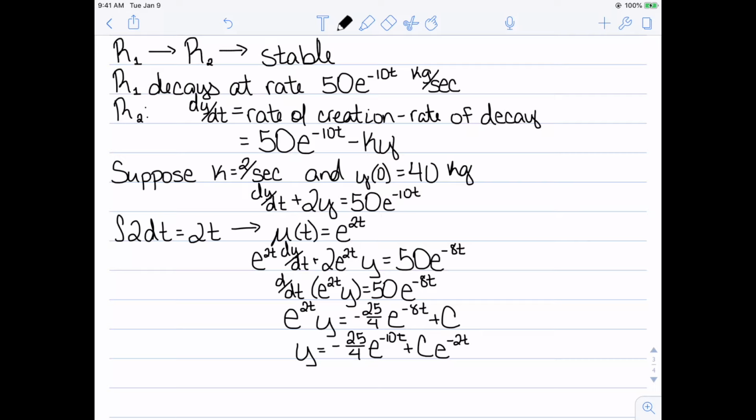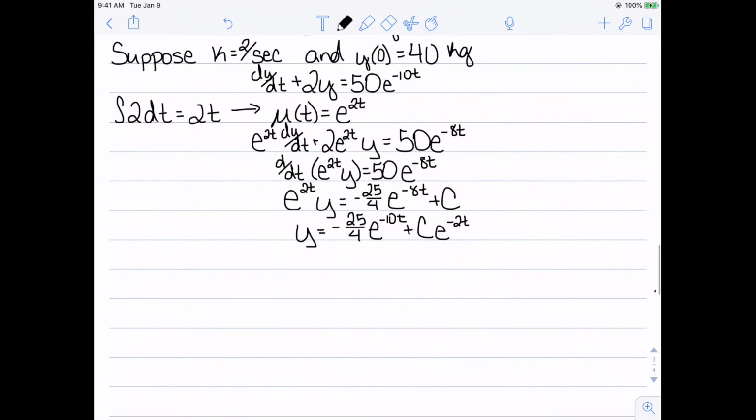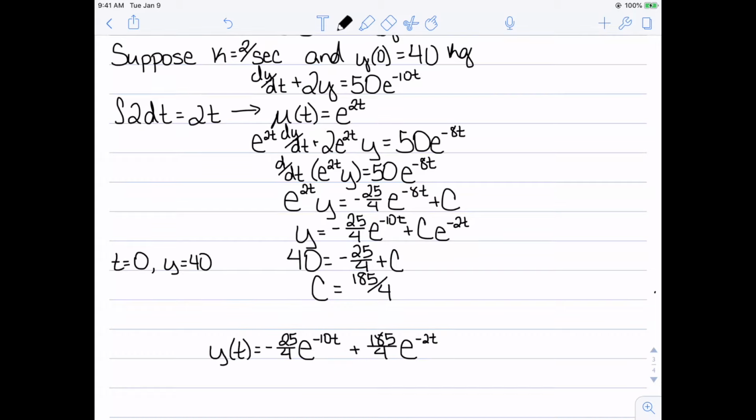We do have an initial condition here, so we do want to go ahead and use that. We know that y of 0 is equal to 40. So I'm going to let t be equal to 0 and y be equal to 40. When I do that, I get 40 is equal to negative 25 over 4 plus c. Solving that gives me that c is equal to 185 over 4, which then gives my final solution. y of t is equal to negative 25 over 4 e to the negative 10t plus 185 over 4 e to the minus 2t.